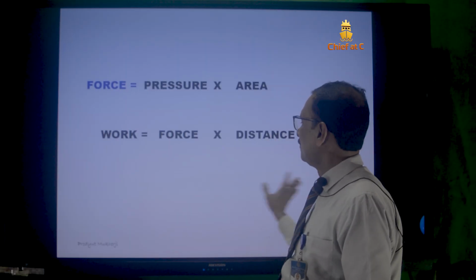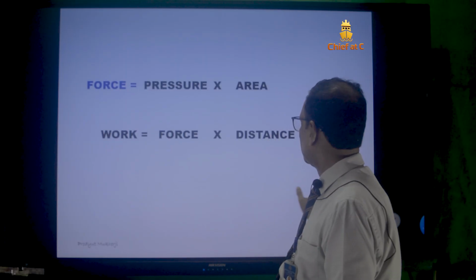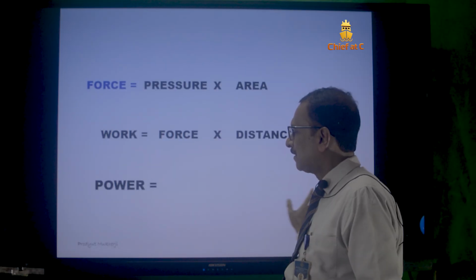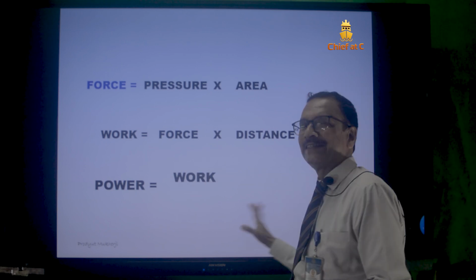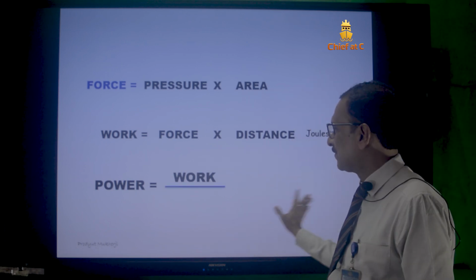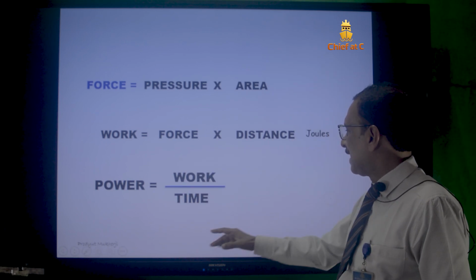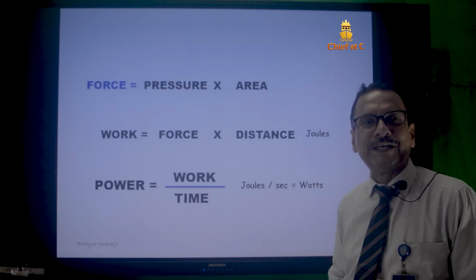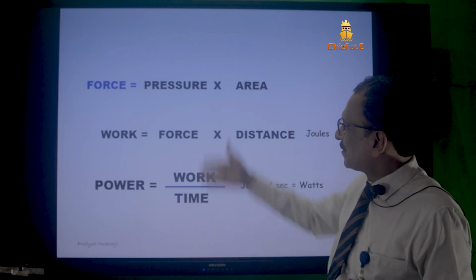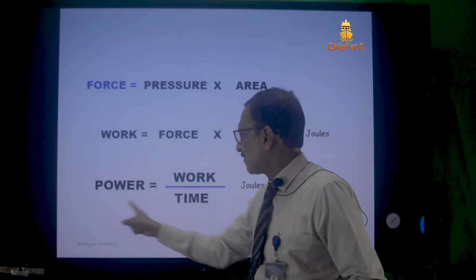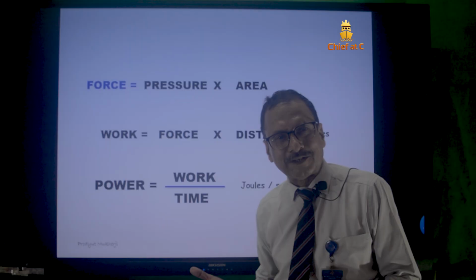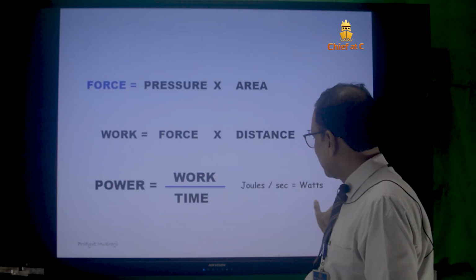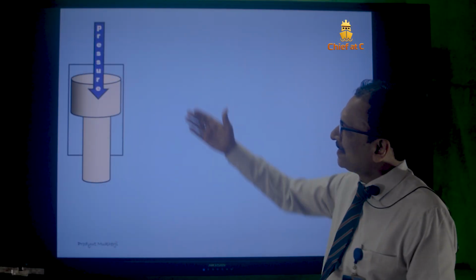And next we will see the power. Work is in joules and power is nothing but work done in unit time. We take it as 1 second. So the unit is joules per second, which is actually watts. This is basic physics, and we are interested in calculating the power, which is work done per unit time in watts. Now let us see what happens inside a diesel engine.